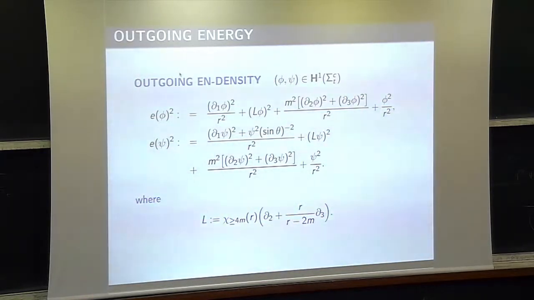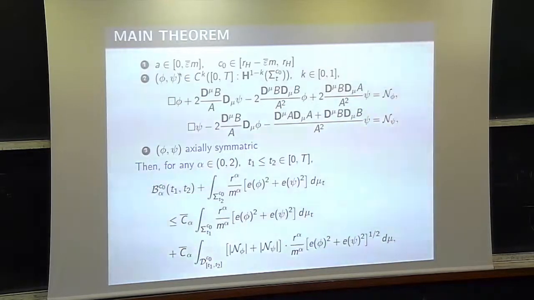And similarly, you have an outgoing energy for the psi, which is defined again sort of mimicking what happens in Minkowski space, but of course there are modifications which are due to the context. Anyway, so here is the main theorem. If a is between 0 and a small fraction of m, so this is where you have to use the fact that a is small. I mean, I think this is just technical. I think one should be able to get rid of it. But anyway, this is what we can prove so far.